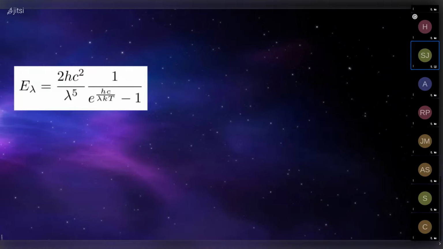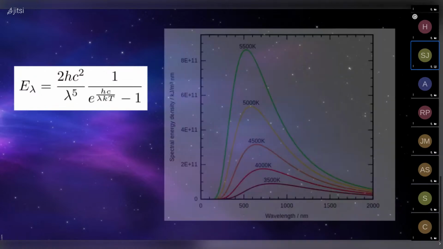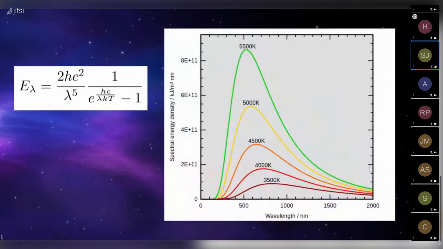This is the famous equation called the energy distribution equation, which relates the spectral density of a particular wavelength lambda at a particular temperature T. Here h is Planck's constant, c is the speed of light, k is Boltzmann's constant. If you plot a graph between the spectral energy density, that is E lambda, and the wavelength of electromagnetic radiation, we get an interesting curve. Here you can see how the energy density varies as lambda changes at a particular temperature.